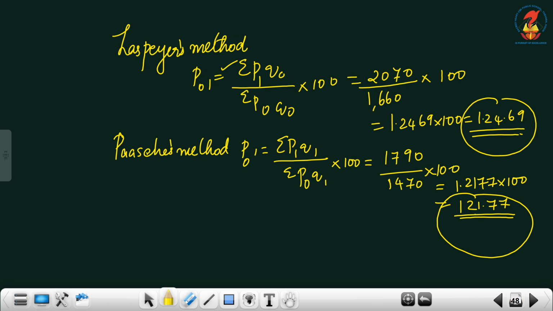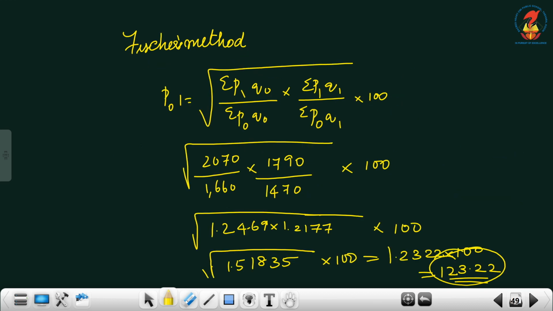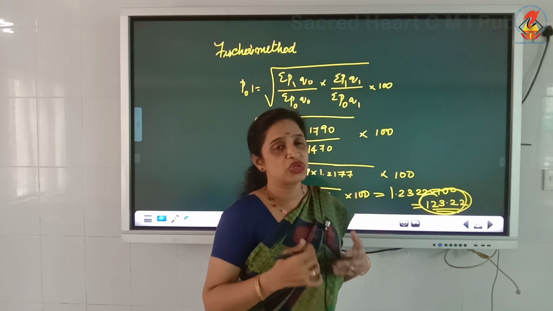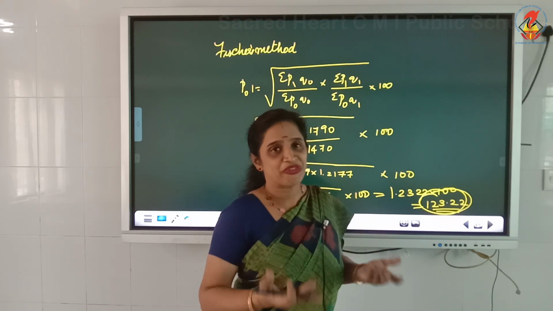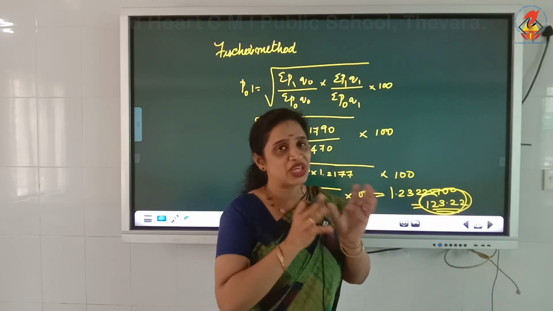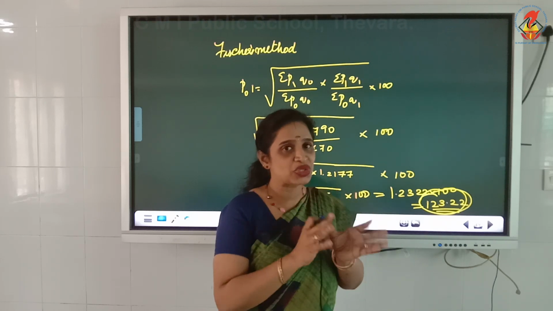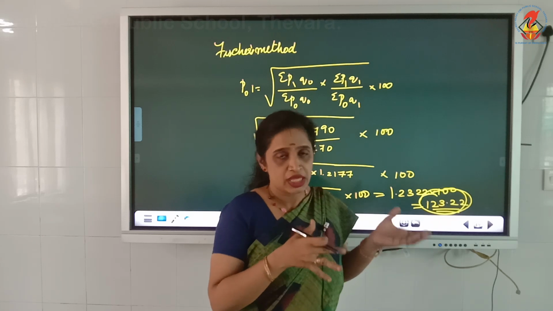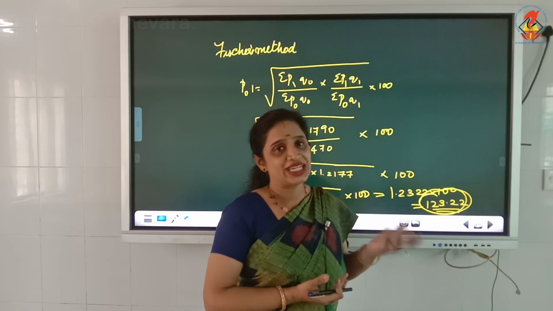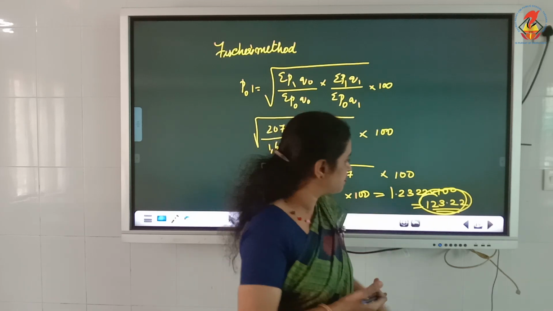So these are the three different values which you get as per the three statisticians because they have used different terms. But we cannot reach a conclusion whose method is more perfect than the other one. There is no answer for that question because they have used their own. Each method has got its own merits as well as demerits. Therefore, these are the three methods which are used to find out the weighted aggregative method.